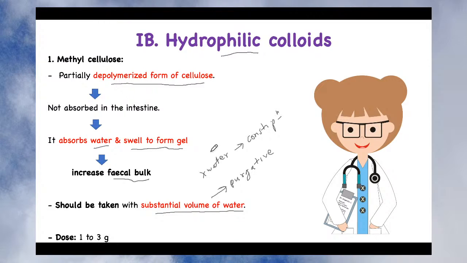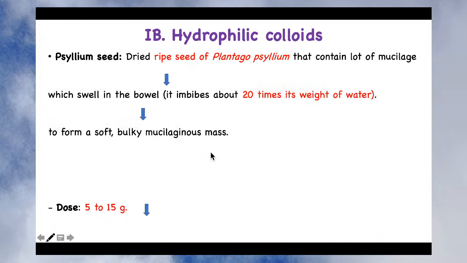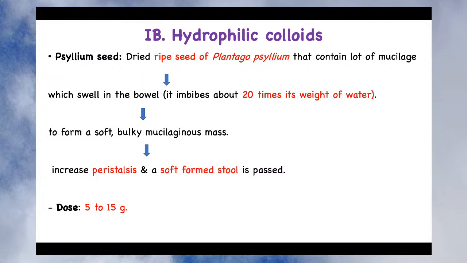Dose is 1 to 3 grams. So this is very important. Next drug is the hydrophilic colloid. That is the same category, but the drug is different. That is the psyllium seed. So psyllium seed is basically the dry ripe seed of plantago psyllium that contains a lot of mucilage.